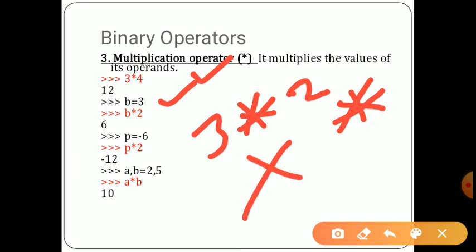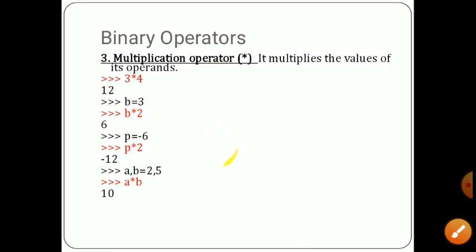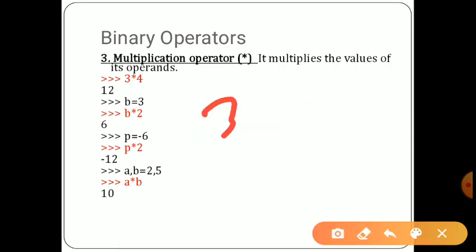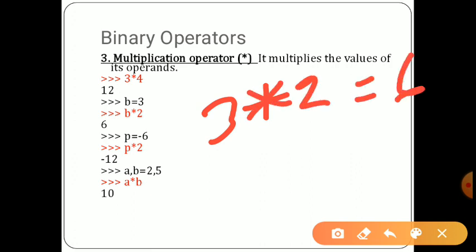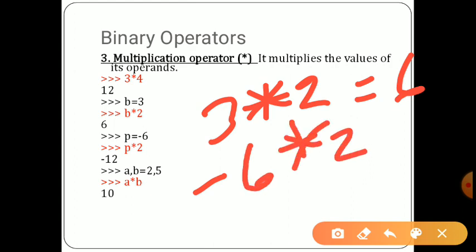Okay, so here the result is 3 multiply 2 equal to 6. Here minus 6 multiply 2 equal to minus 12. So the answer is minus 12.